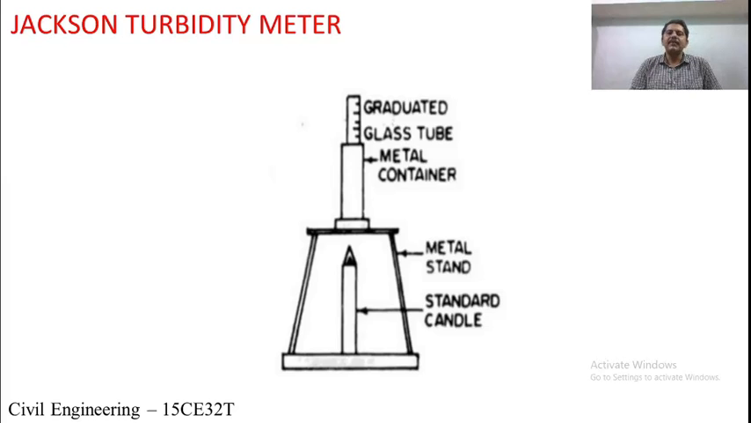So why has the flame disappeared? Due to the obstruction to the path, that is, the muddy appearance makes the candle invisible. So this measurement is noted, and this indicates the turbidity of the water. This is the basic principle behind the Jackson's turbidity meter. In this Jackson turbidity meter, a candle or a flame is at the bottom. We pour water into a graduated glass tube until this flame is not visible. So this indicates the turbidity of the water.